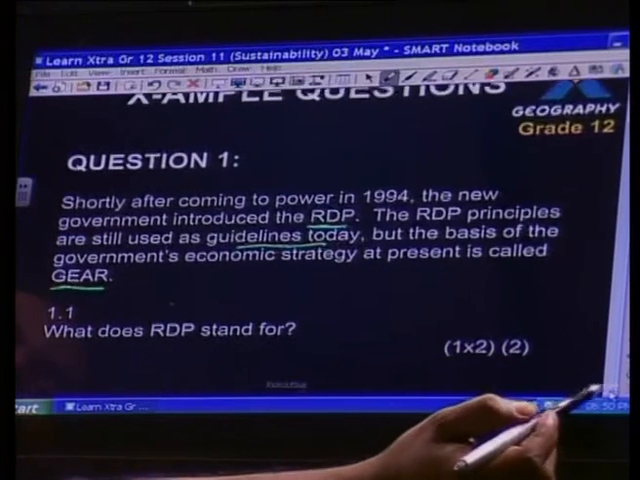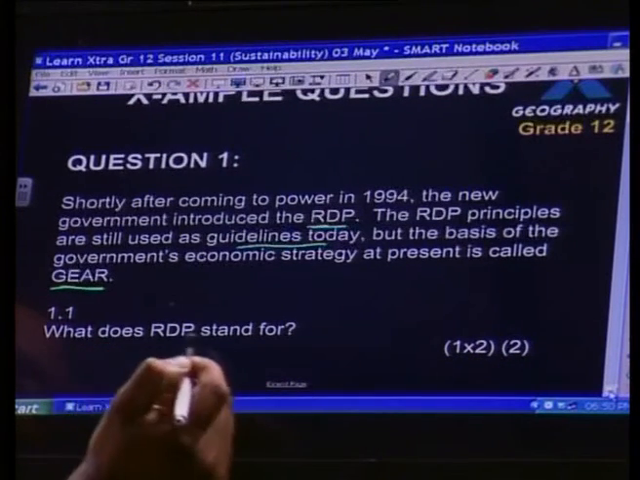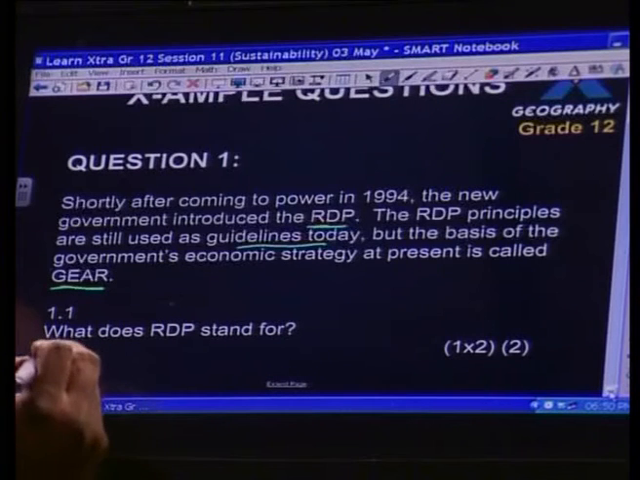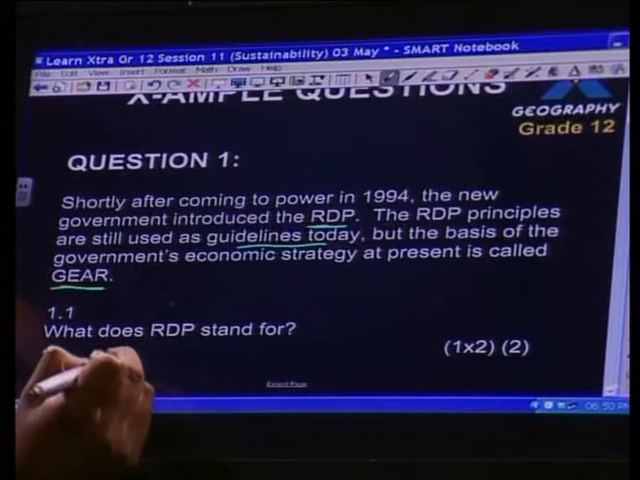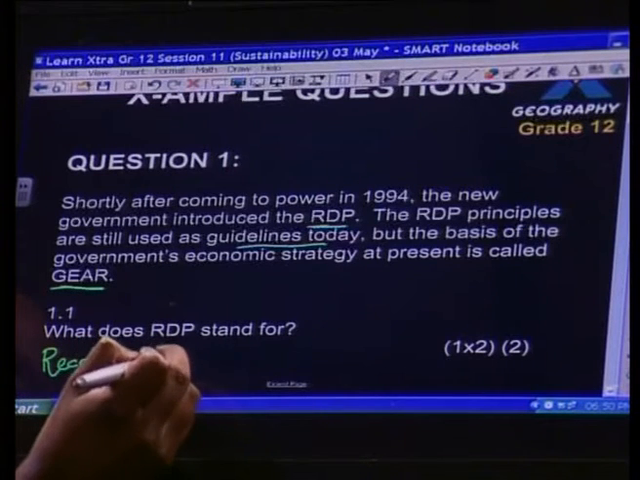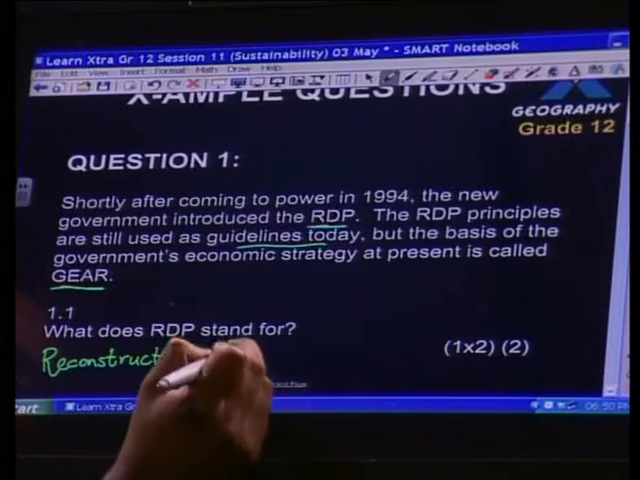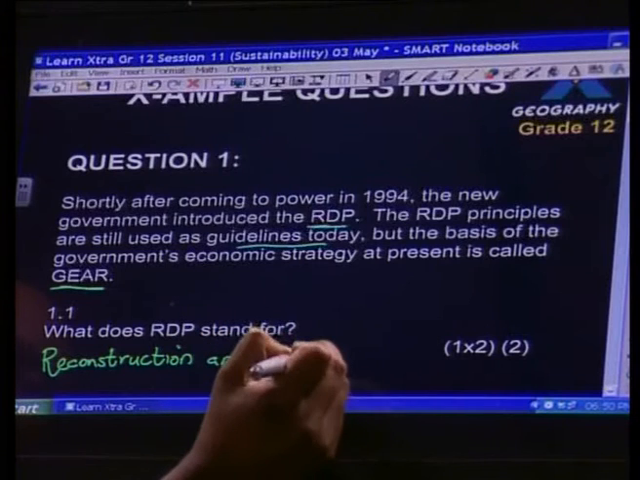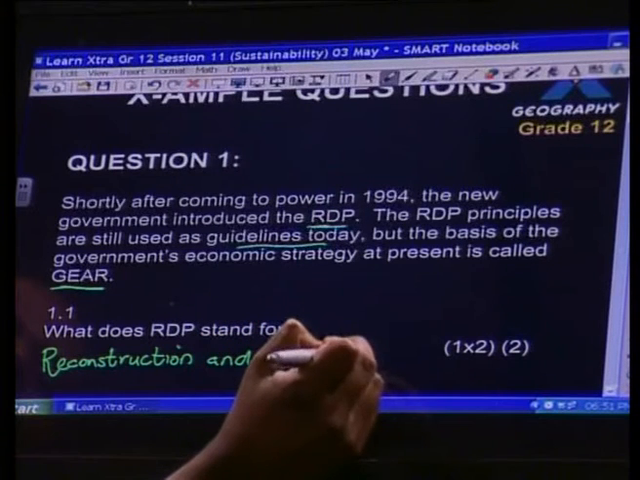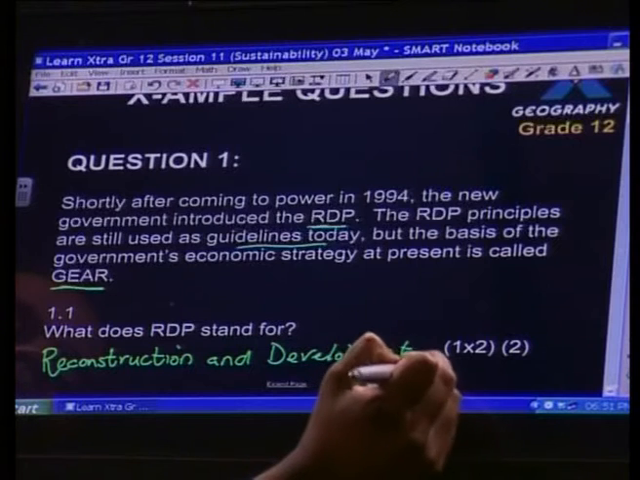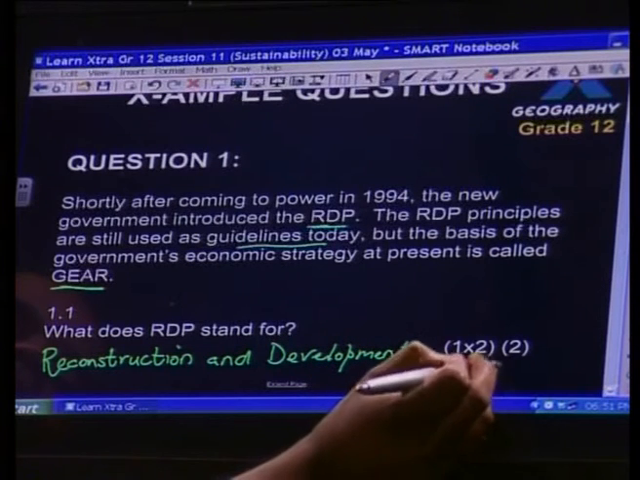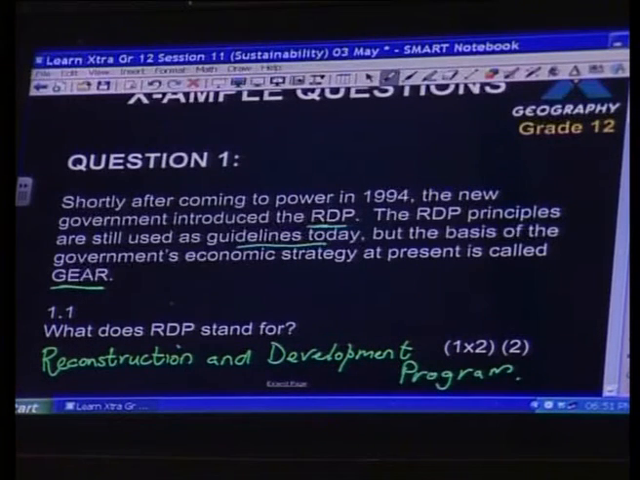Question number 1. What does RDP stand for? Simply, the RDP is the Reconstruction and Development Program. Let's get a basis for this.